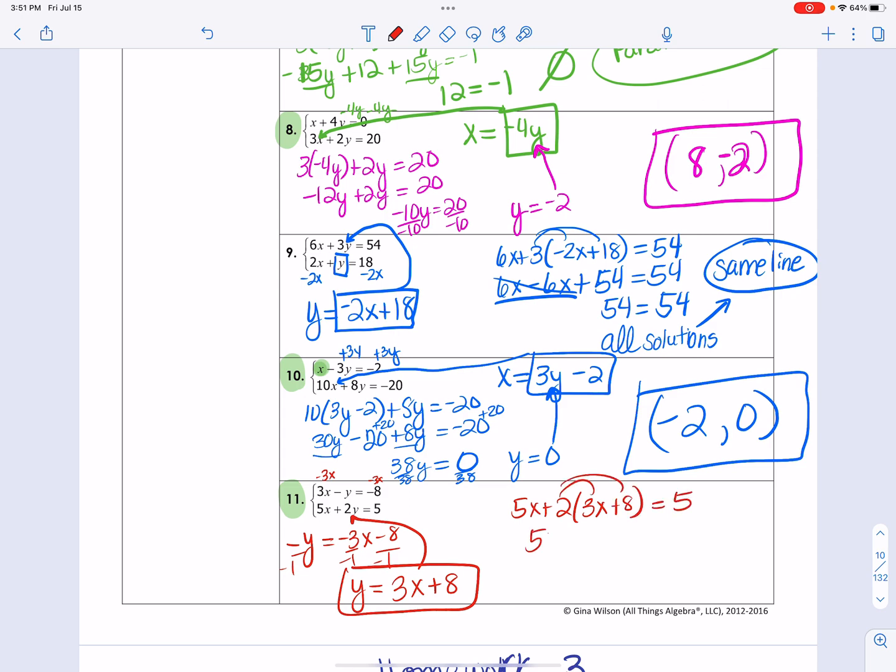Multiply in, you get 6x plus 16 equals 5. My like terms are 11x, minus the 16, and you get negative 11. Divide by 11, divide by 11, and x equals negative 1. If I put the negative 1 into here, that's negative 3 plus 8, which is 5. So those are my answers.